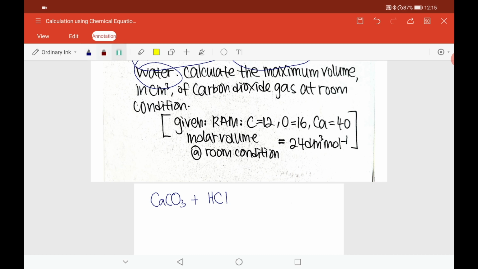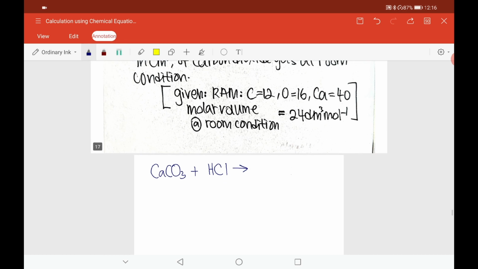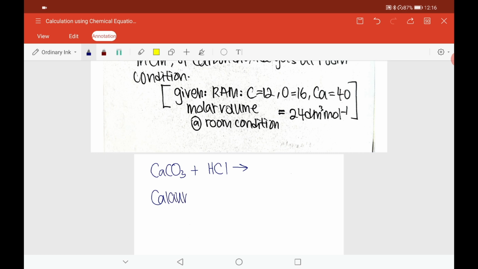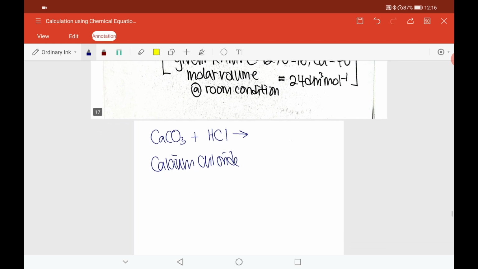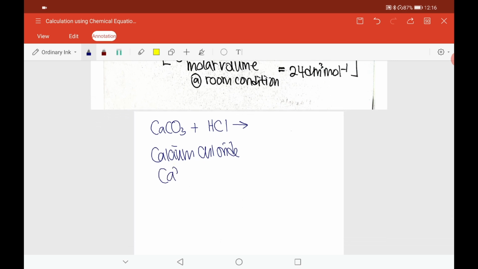So the first product is calcium chloride. For calcium chloride, what is the formula? We can predict the formula using the charge. Calcium is Ca2+, chloride is Cl-.